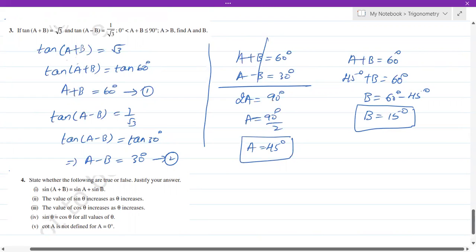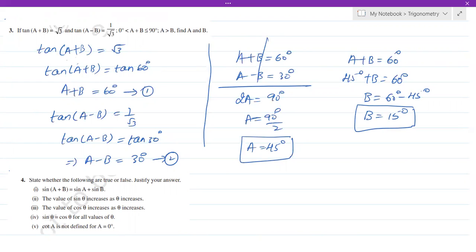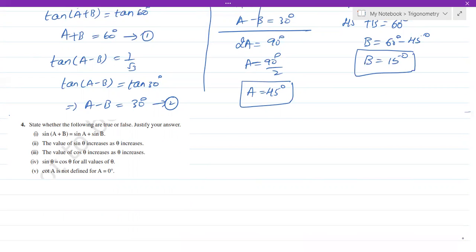Similarly, tan of A minus B is 1 by root 3. For which angle do we get 1 by root 3 in tan? For 30 degrees. So A minus B must be 30 degrees. So you get two equations, solve them by the elimination method. You will get the value of A and B.